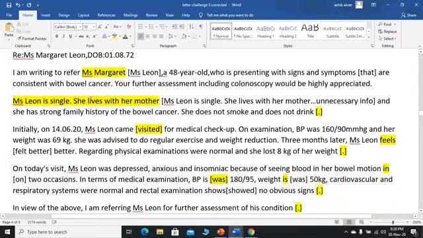Next, single, she lives with her mother. This is an unnecessary information. When you are writing a letter about a mental health condition like depression or anxiety, then this information should be mentioned in the letter. Otherwise, it is not needed. Remember, anything and everything you put in the letter has to be formal and has to be relevant. Okay, because every word counts.